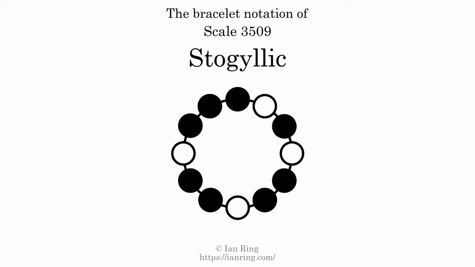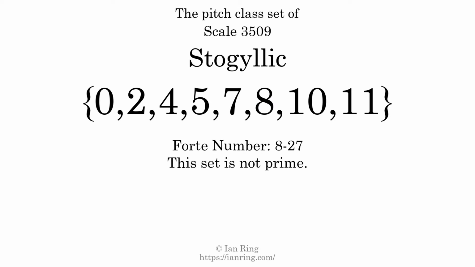This is a bracelet notation diagram of scale 3509. The shaded circles represent tones that appear in the scale, and they are read clockwise, starting at the top. The pitch class set for this scale is 0, 2, 4, 5, 7, 8, 10, 11. The forte class is 8-27. This set is not prime.